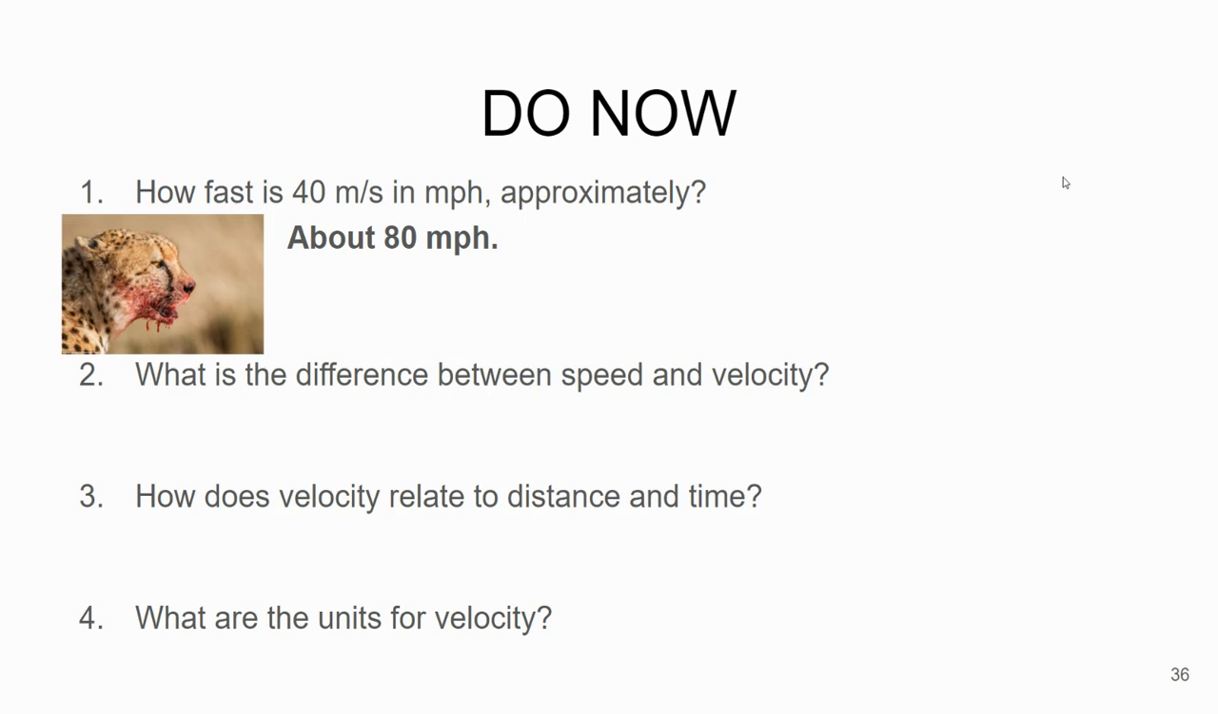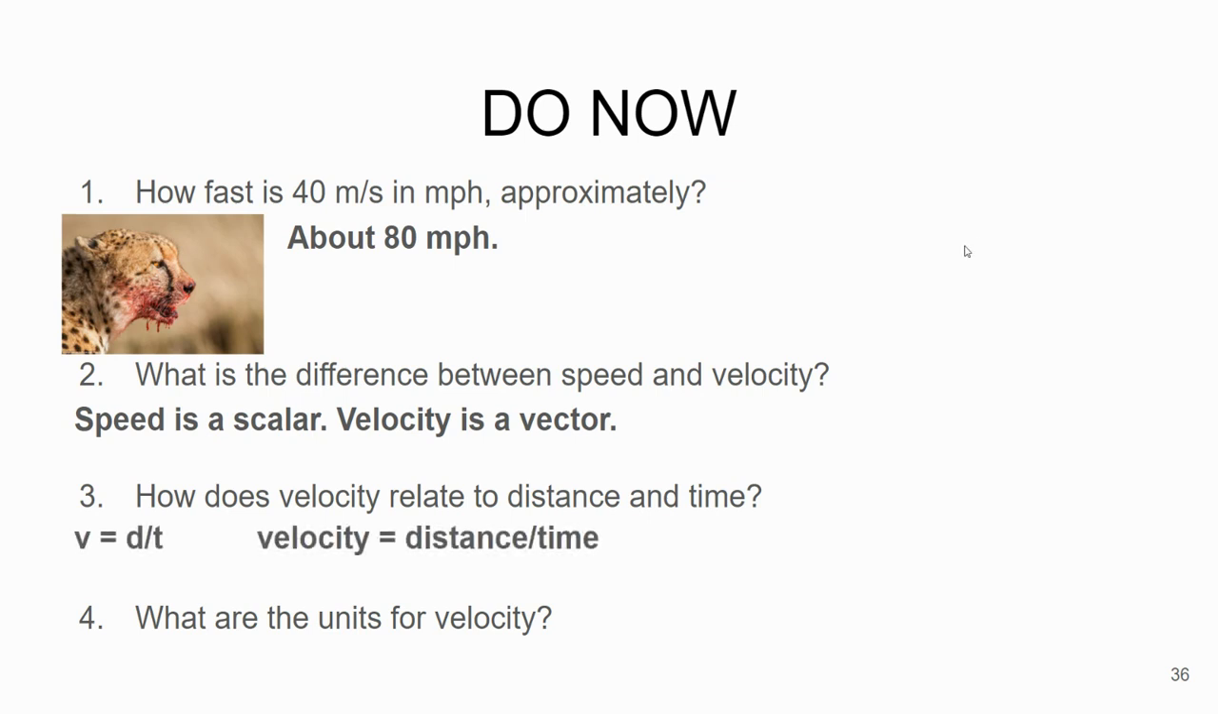Question 2, what is the difference between speed and velocity? Speed is the scalar, velocity is the vector. So they're basically the same thing, only if you're talking about velocity, you care about the direction of the thing. So how does velocity relate to distance and time? It's actually the same formula as for speed, only again, we care about the direction. Velocity is distance over time, or v equals d over t. And what are the units for velocity? Throughout most of the year, the units for velocity we will use will be meters per second.